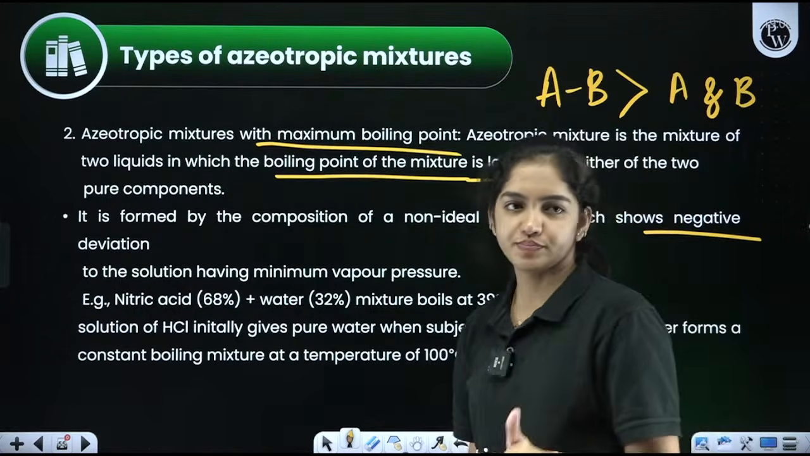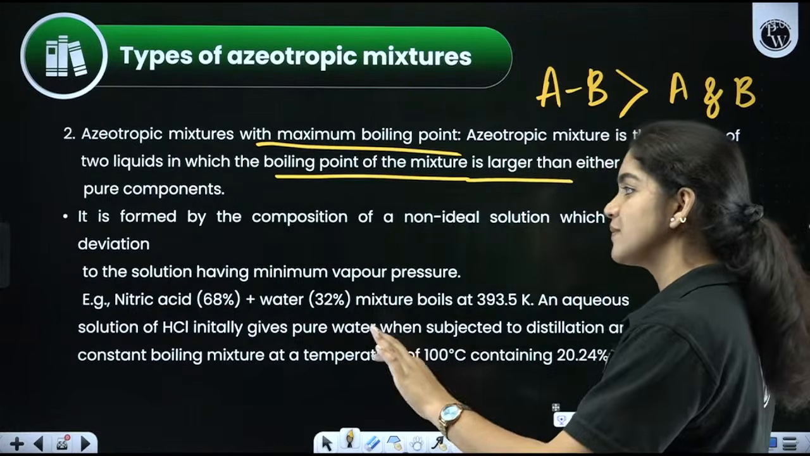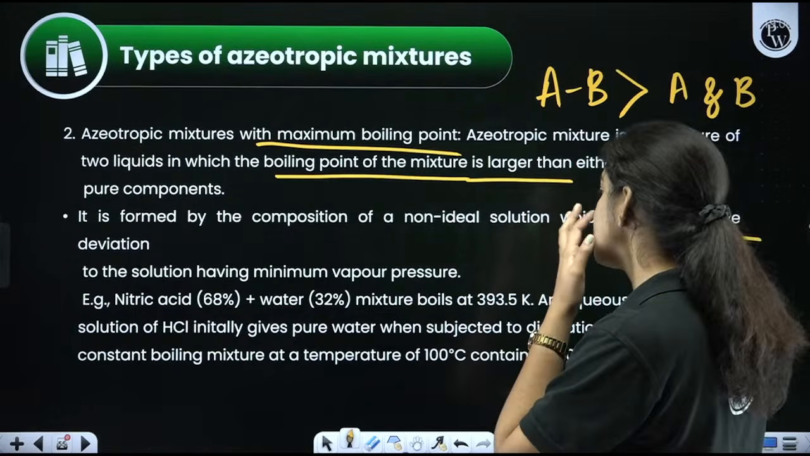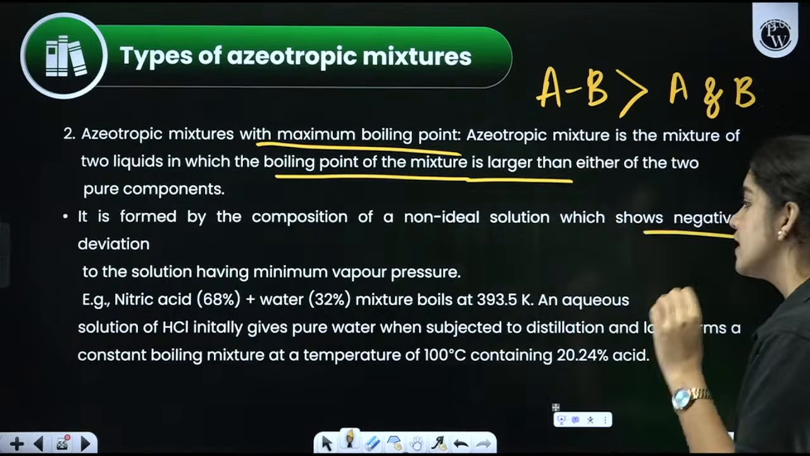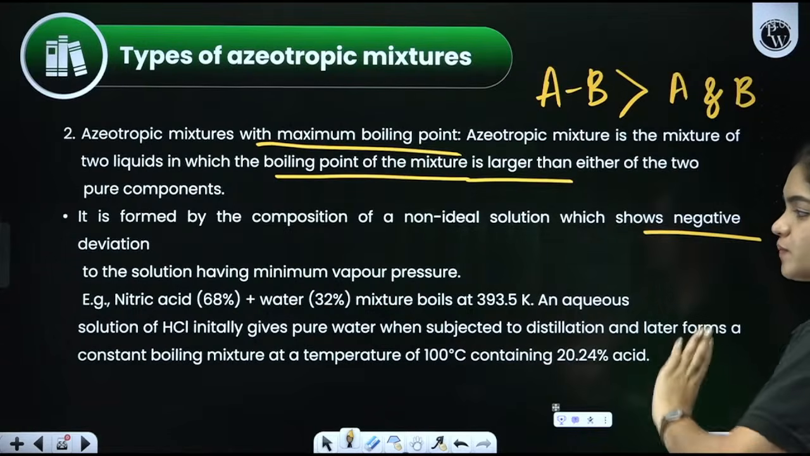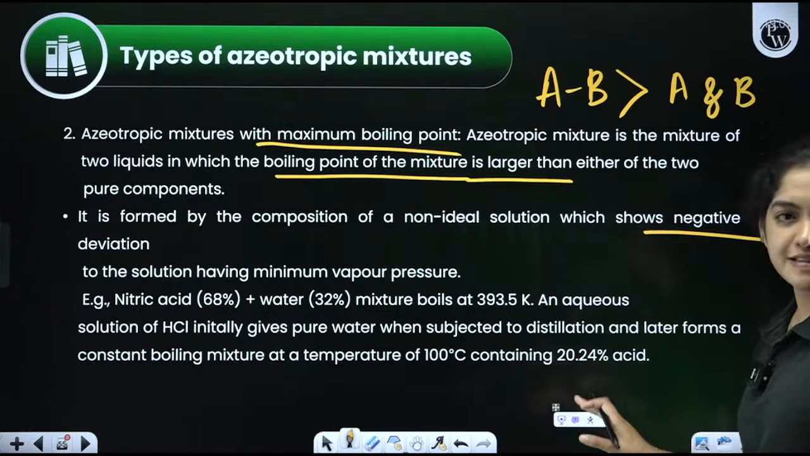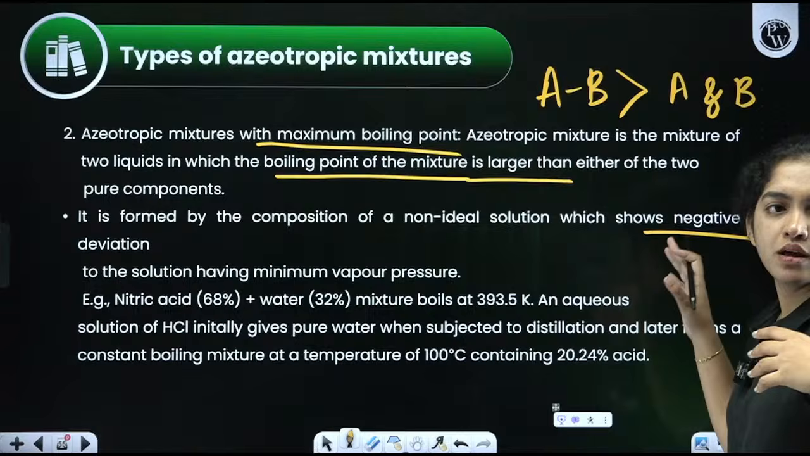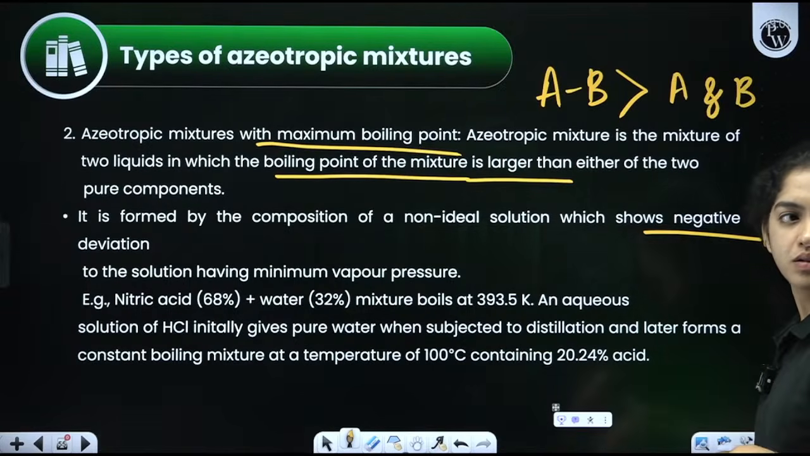Okay, done. And the examples are nitric acid and water mixture, which boils at 393.5 Kelvin, and aqueous solution of HCl, pure water. So just learn one example each for the azeotropic distillate, maximum and minimum.